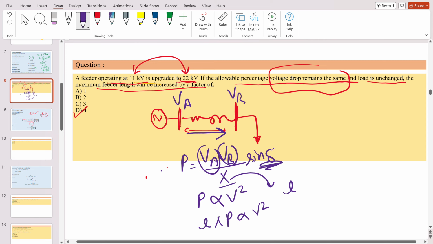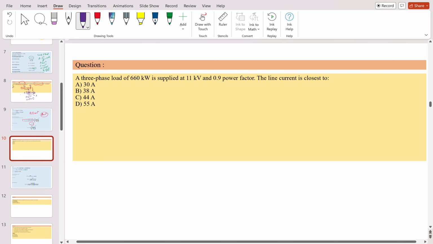So in that sense, it is proportional to V square, and the maximum feeder current must be increased to accommodate that kind of voltage level. So that also becomes 4 times. Okay, so this is another concept to understand. Try to solve this problem.